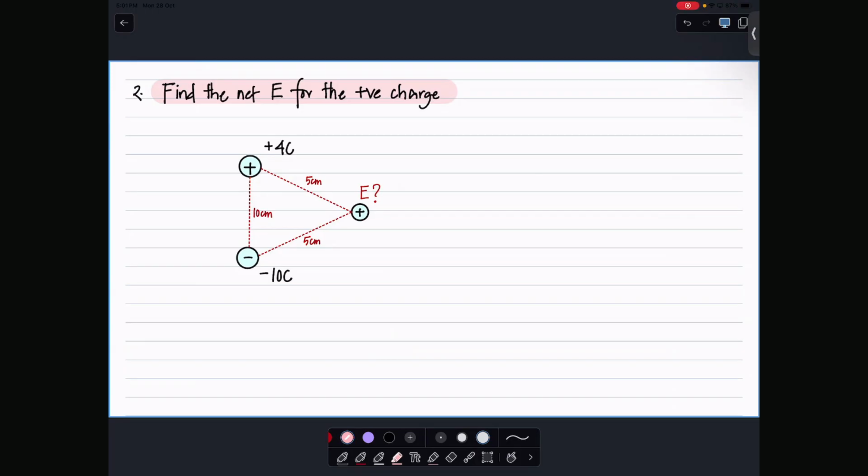Okay, yes, what you said is right. You can resolve into components and find the answer, or create a vector triangle for it. That is also possible. Okay.